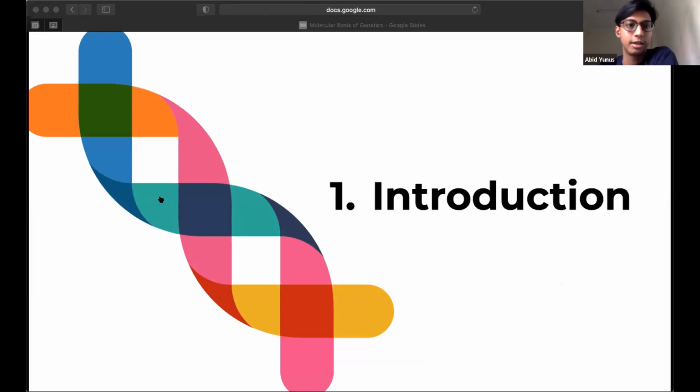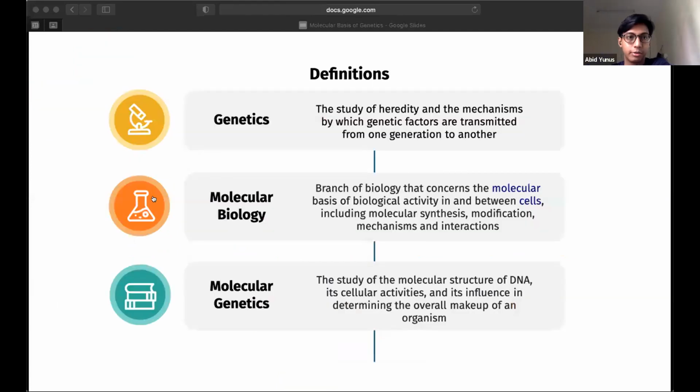So, introduction. For the introduction, I think it's important that we first look at some definitions that are related to our topic. So the first one is genetics. Genetics is the study of heredity and the mechanisms by which genetic factors are transmitted from one generation to another. And molecular biology is the branch of biology that concerns the molecular basis of biological activity in and between cells, including molecular synthesis, modification, mechanisms, and interaction.